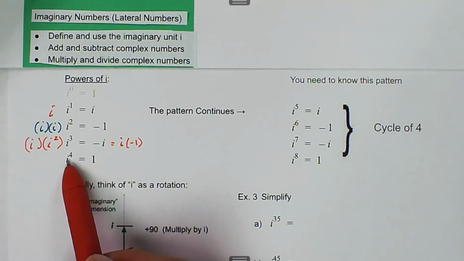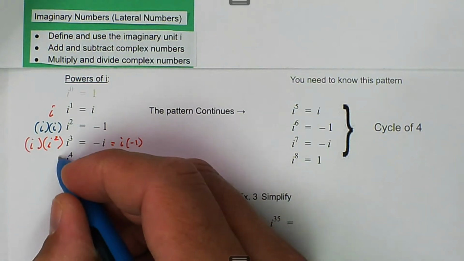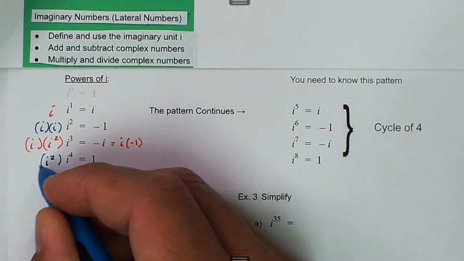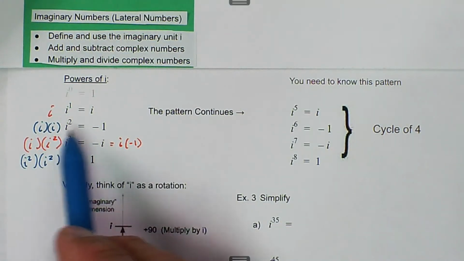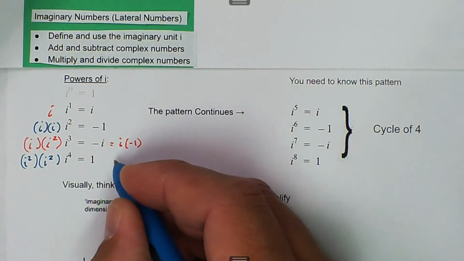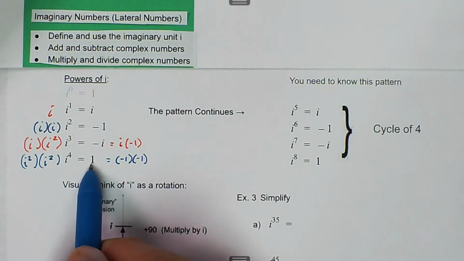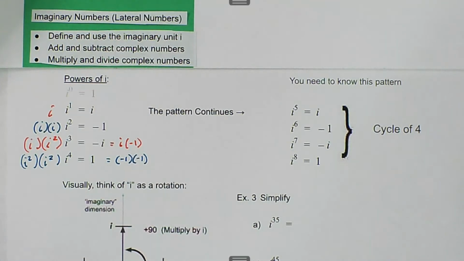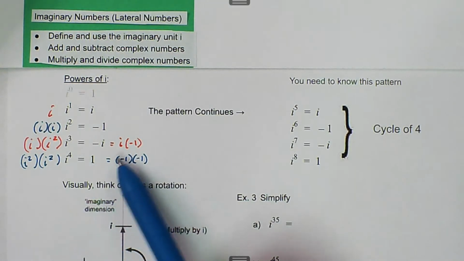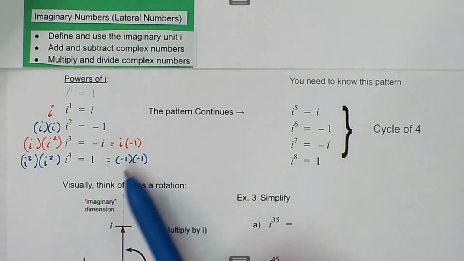The last one here we have is i to the fourth, and we can think about this one as i squared times i squared. Well, up here we said i squared was equal to -1. So really what we're saying is -1 times -1. -1 times -1, that is equal to 1. And this pattern continues because basically we get stuck in a pattern of i times -1 or -1 times -1.